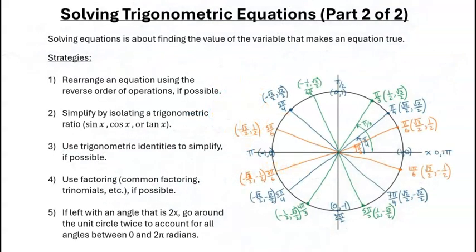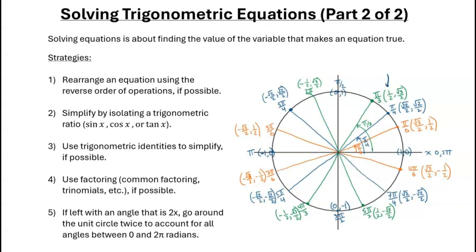So here are the strategies that we need to review as we start off part 2 of this lesson. First off, we want to rearrange an equation using the reverse order of operations if possible, so SADMEB in reverse. We want to simplify by isolating a trigonometric ratio if possible. We want to use trigonometric identities to simplify, if we can. We want to factor. Common factoring or using trinomials are the most common ways of doing that. And if we're left with an angle that's 2x, go around the unit circle twice to account for all the angles between 0 and 2 pi.